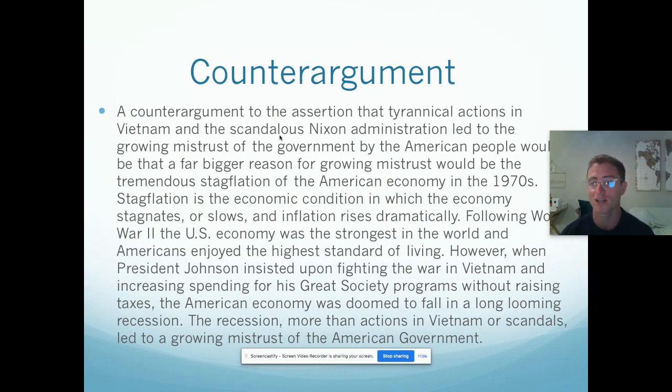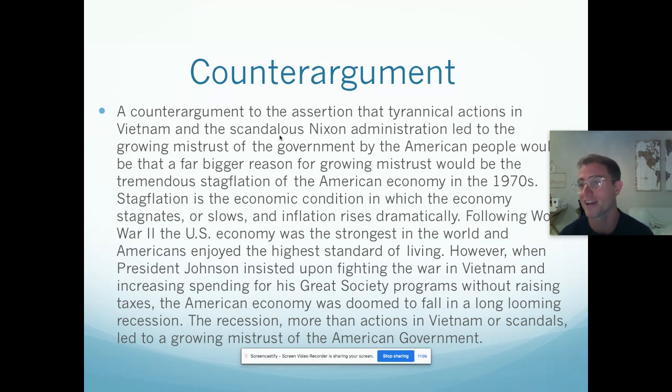Stagflation is the economic condition in which the economy stagnates or slows, and inflation rises dramatically. Following World War II, the U.S. economy was the strongest in the world, and Americans enjoyed the highest standard of living. However, when President Johnson insisted upon fighting the war in Vietnam and increasing spending for his Great Society programs without raising taxes, the American economy was doomed to fall into a long looming recession. The recession, more than the actions in Vietnam or scandals, led to a growing mistrust of the American government.